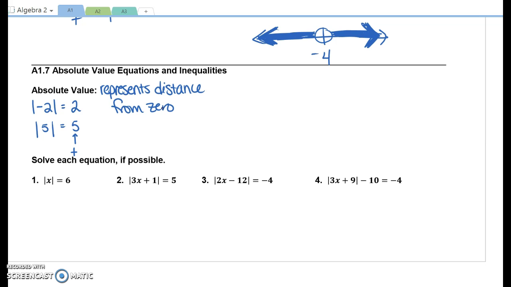5 is 5 units from 0. -5 would also be 5 units from 0. So it's how far that number is from 0.